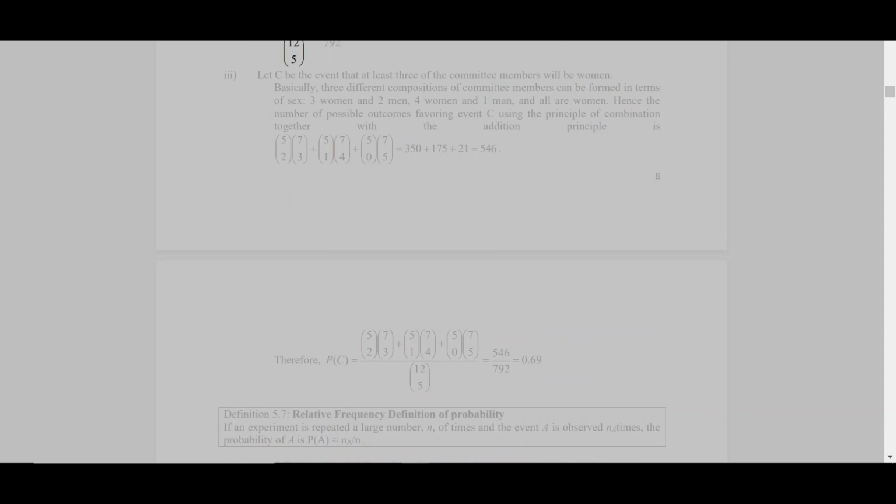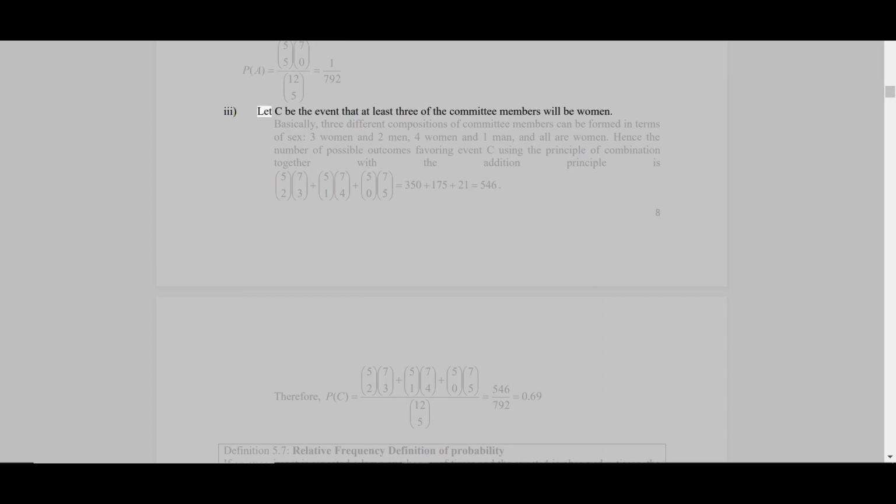3. Let C be the event that at least 3 of the committee members will be women. Basically, 3 different compositions of committee members can be formed in terms of sex: 3 women and 2 men, 4 women and 1 man, and all women. Hence the number of possible outcomes favoring event C, using the principle of combination together with the addition principle, is 350 + 175 + 21 = 546.